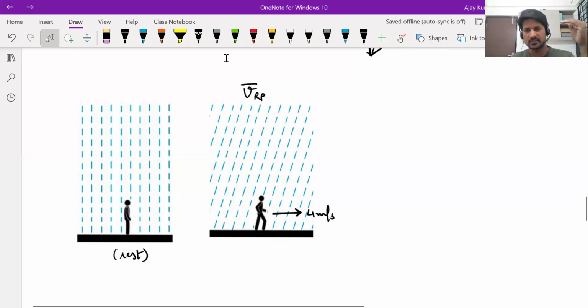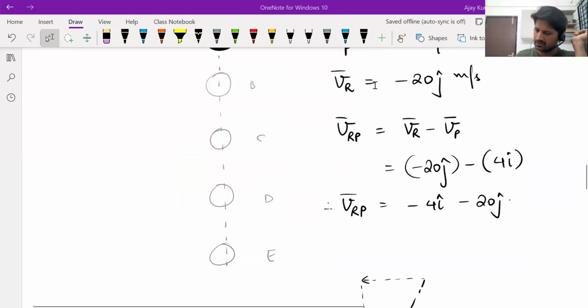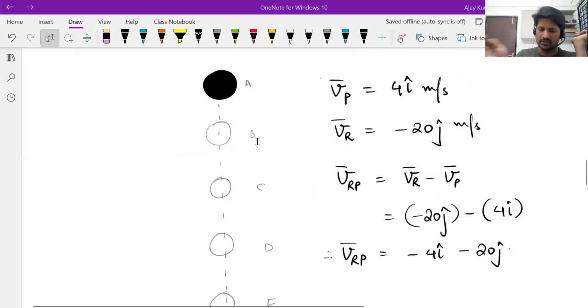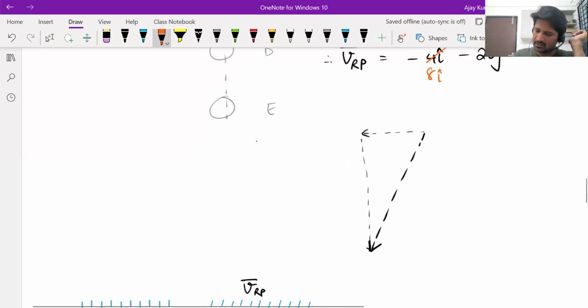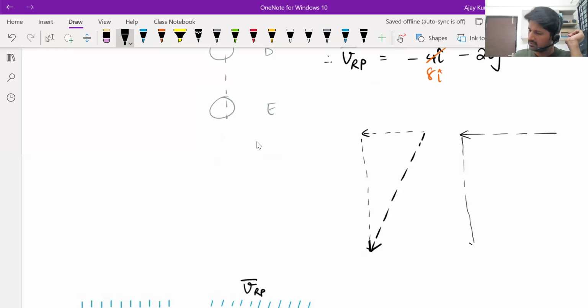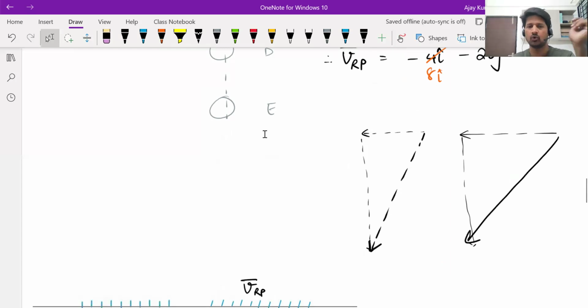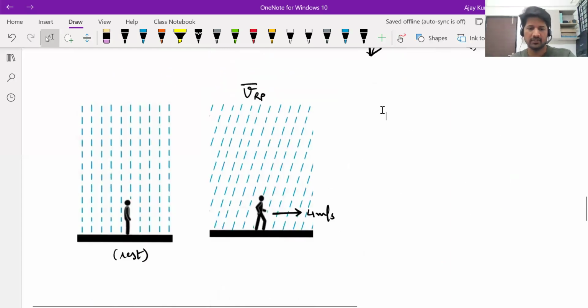Others? If the person starts walking faster, you can do the simple calculation also. Here we took the person's speed as 4 in that rightward direction. Let's say the person's velocity changes to some 6 i cap or 8 i cap. Then what will happen? Velocity of rain minus velocity of person. This will become minus 8 i cap minus 20 j cap. Minus 8 is a longer vector like this, and minus 20 will be this way. Then it will fall at a greater angle like this. Okay, it will tilt more relatively.